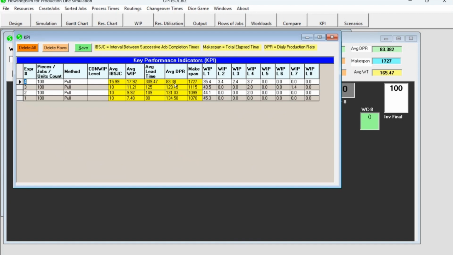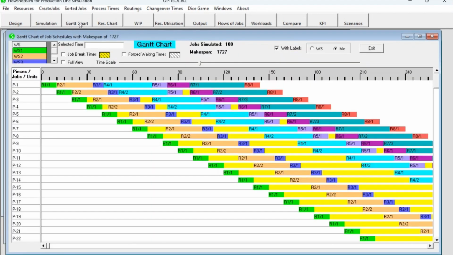So in this simulation, the average daily production is 83.38. And yeah, for every 16 minutes, we get one piece from the line. The average WIP on the line is about 18 pieces, and the average lead time is this. Let us see the material flow through Gantt chart. So you can see the flow of each piece through 8 workstations.